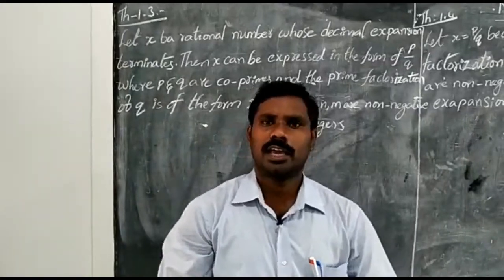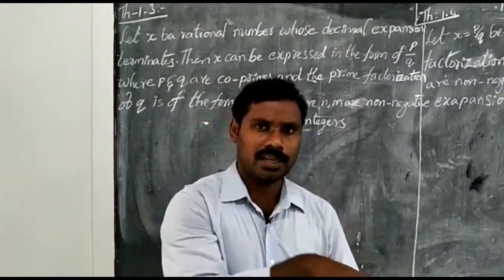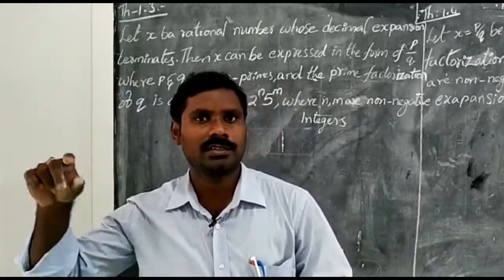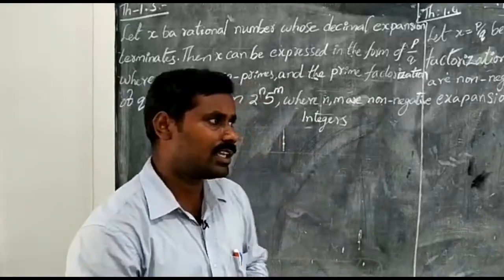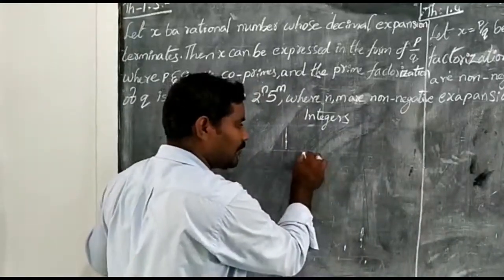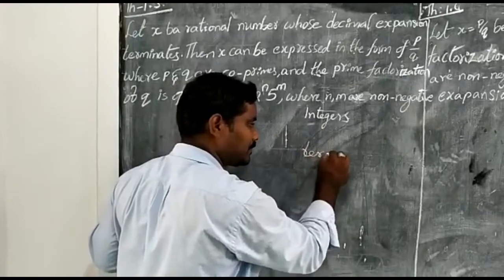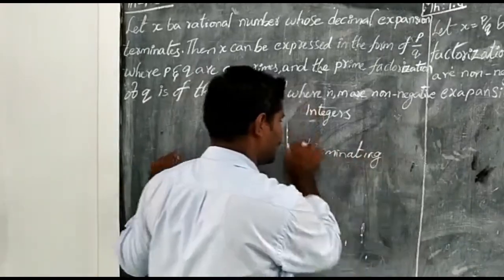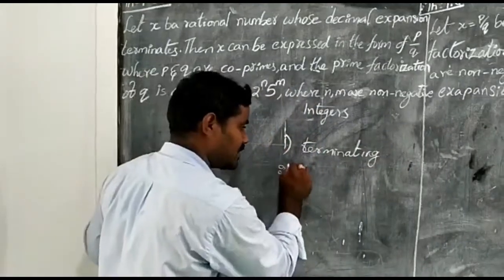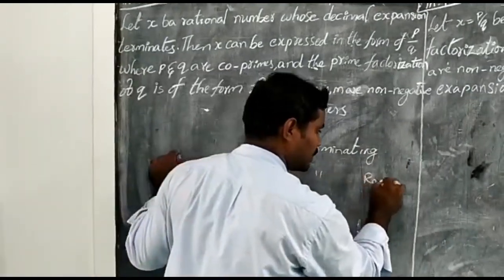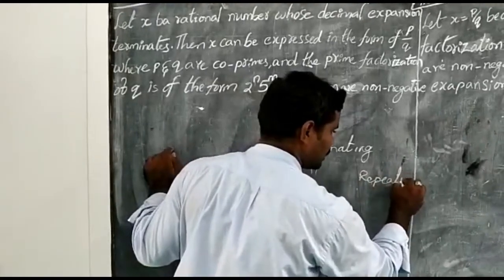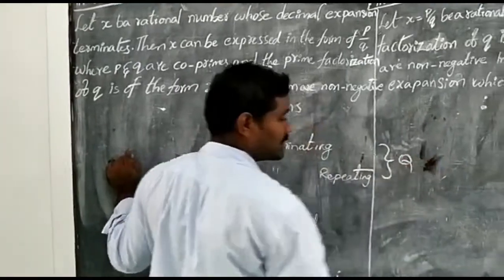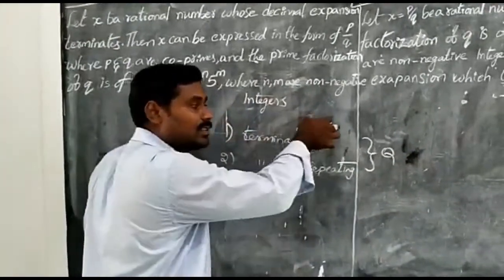Now we are going to every rational number: either terminating, or non-terminating repeating, or non-terminating non-repeating decimals. That means three types of numbers. What are the three types? First one is terminating and the second one is non-terminating repeating. These two are called rational numbers. Terminating decimals are called rational numbers.